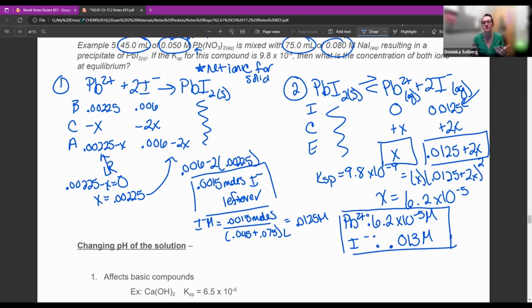I know it's a lot of work, but just like titrations, you're going to do BCA to make your solid and then ICE for your KSP equilibrium.